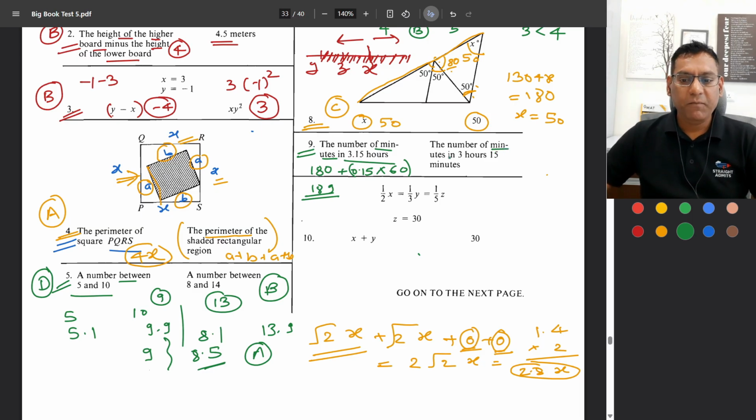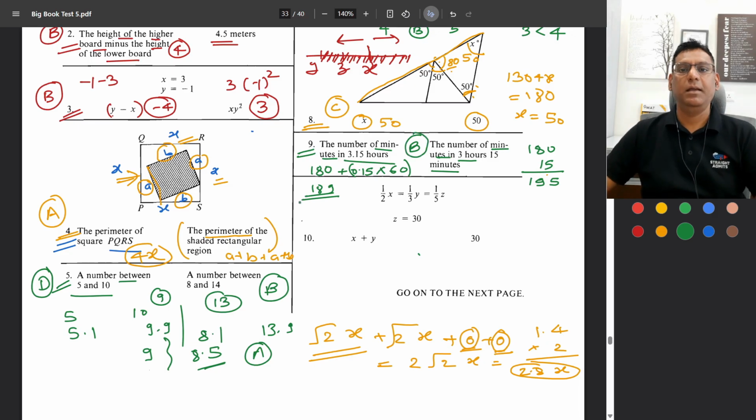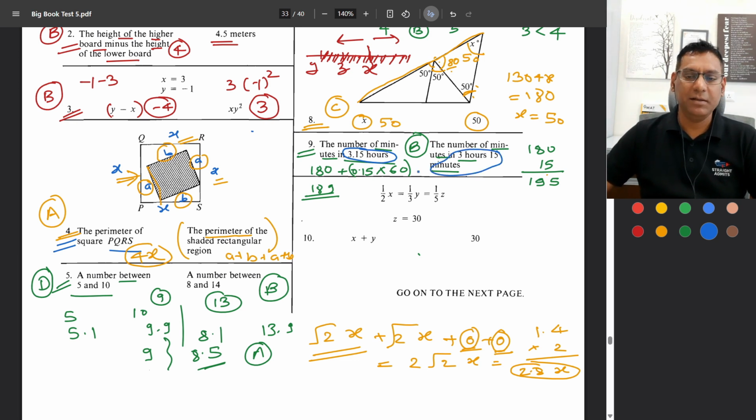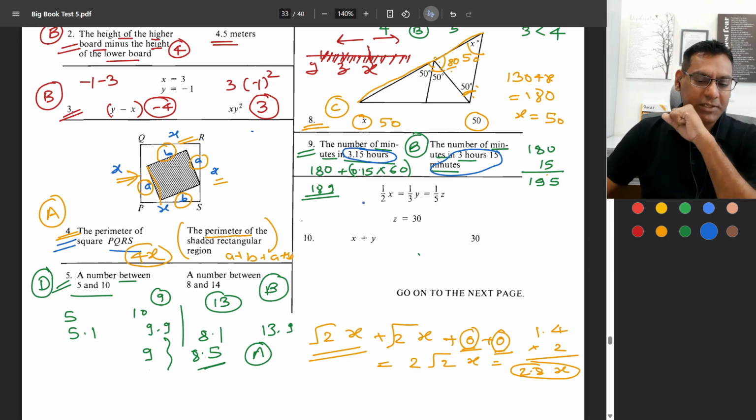The number of minutes in 3 hours, 15 minutes. Okay, so 3 hours is 180 minutes, 15 minutes is 15, 195 is what I get. So 195, 189, answer choice B. Okay, I think the trick here is that some students might take 0.15 and 15 minutes as the same thing. That's essentially the trick here. But you don't want to make that mistake.